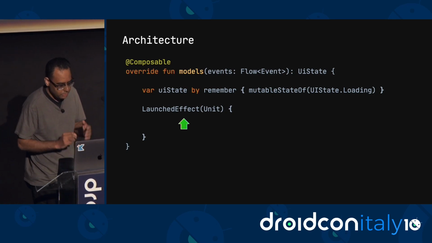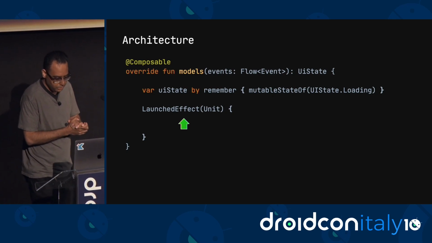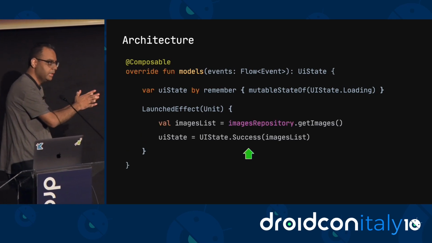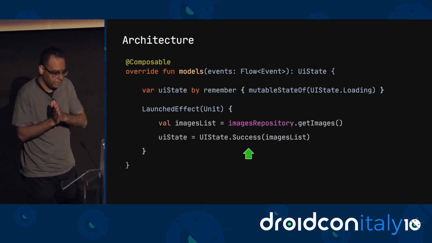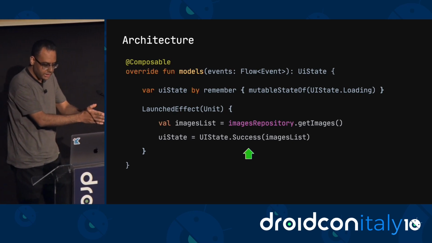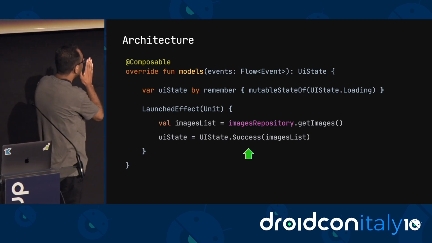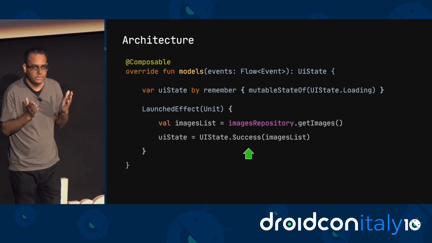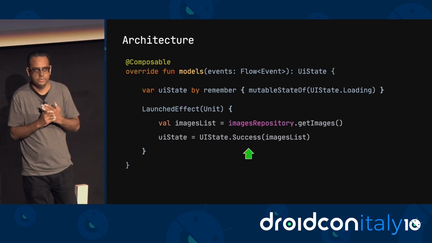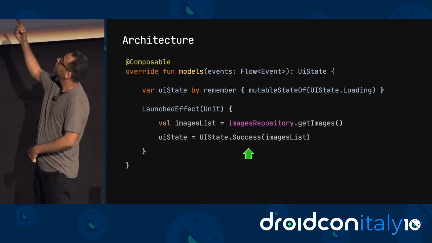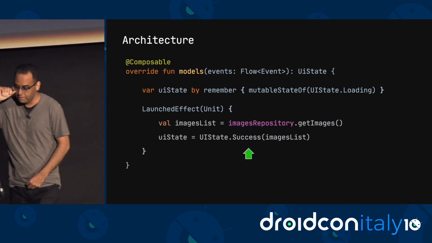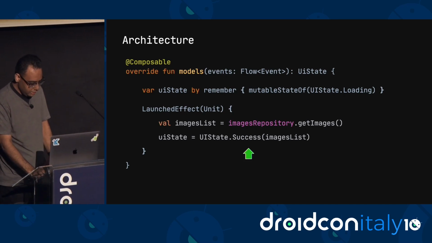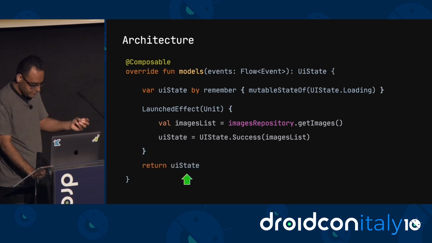And there are so many other great talks I recommend going to on Compose. Launch effect is how you do side effects, like making network calls, and I'm telling my repo to get me images. When I get them back, I'm going to update my UI state. I don't handle errors. That's what you should do. You should handle errors, right? This should be a result type where you could update the state. So that's a good thing to do. Just for simplicity, I didn't do that. Then you return my UI state.